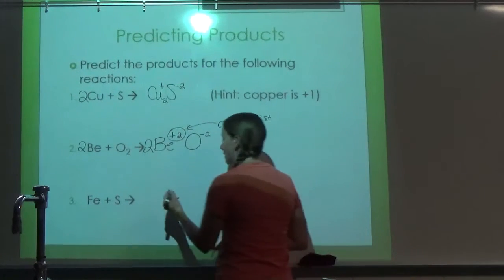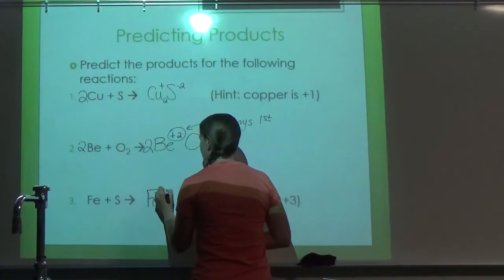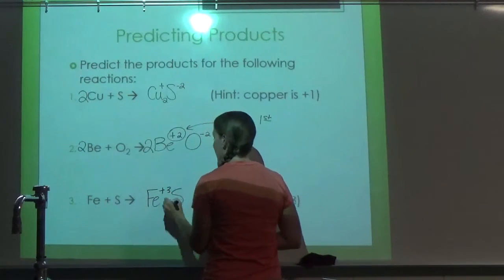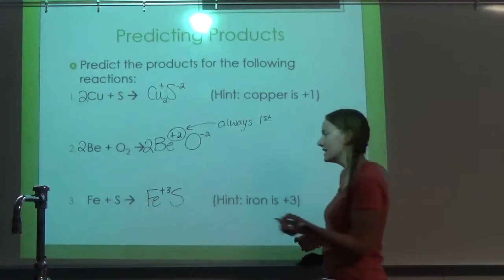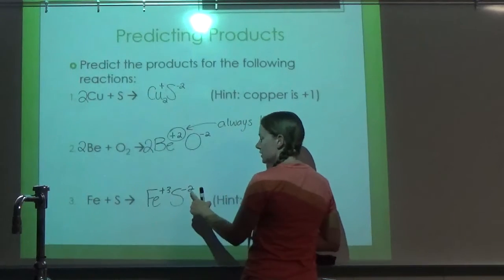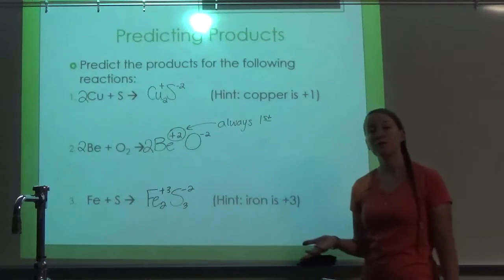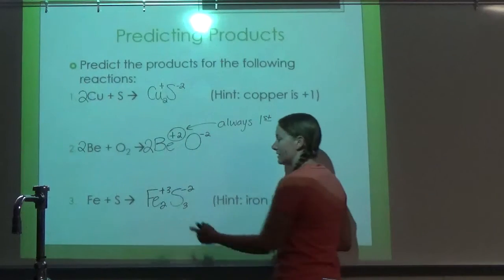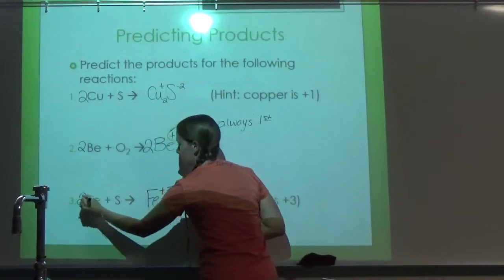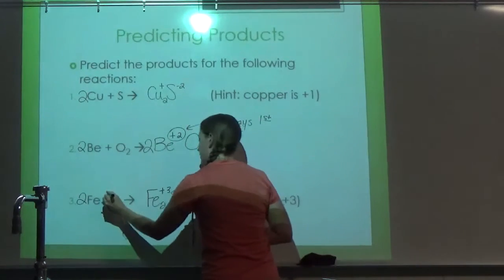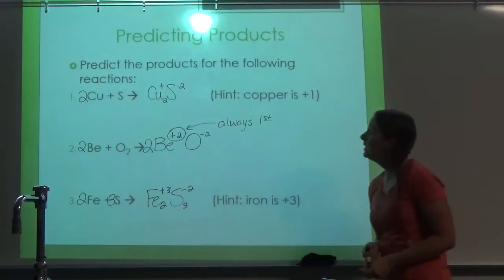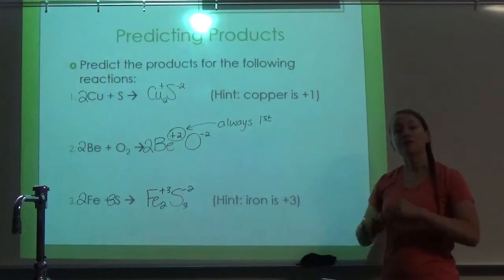So Fe, I've told you, is going to be a positive 3 charge. And sulfur, if you look at the periodic table in group 16, is negative 2. So I cross down my 2, I cross down my 3. And so then, of course, my last step is to balance. So I have 2 irons, so I put a 2. I have 3 sulfur, so I put a 3. Alright, and so that's all you do for synthesis.